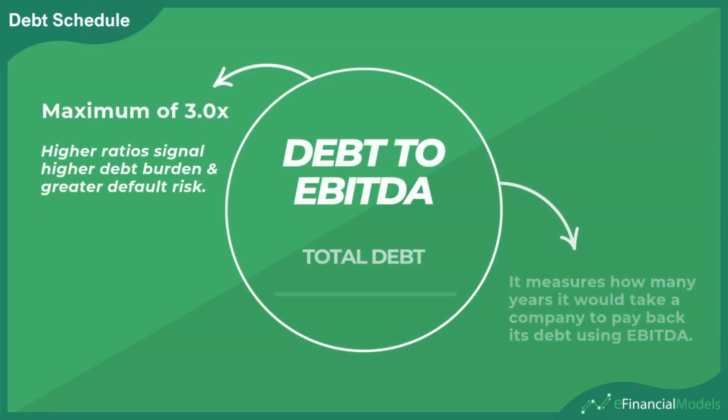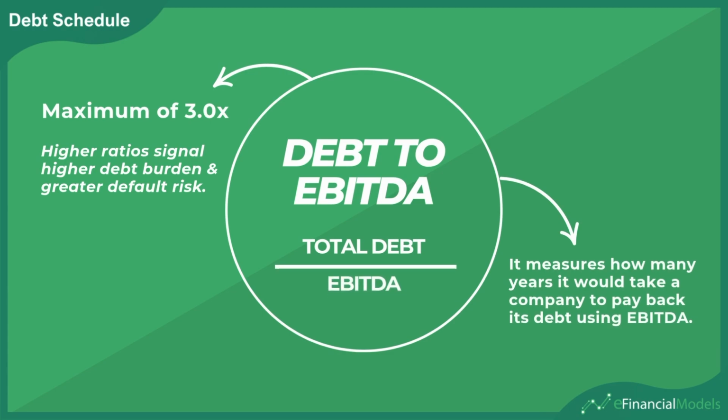Debt/EBITDA ratio measures how many years it would take a company to pay back its debt using EBITDA. It is calculated by dividing total debt by EBITDA, with a maximum of 3.0 times considered generally acceptable. Higher ratios signal higher debt burden and greater default risk.